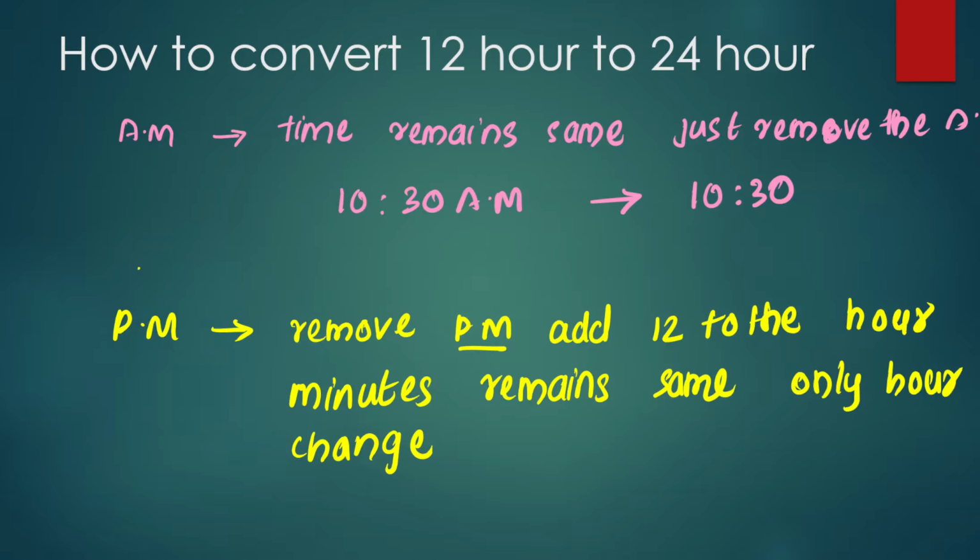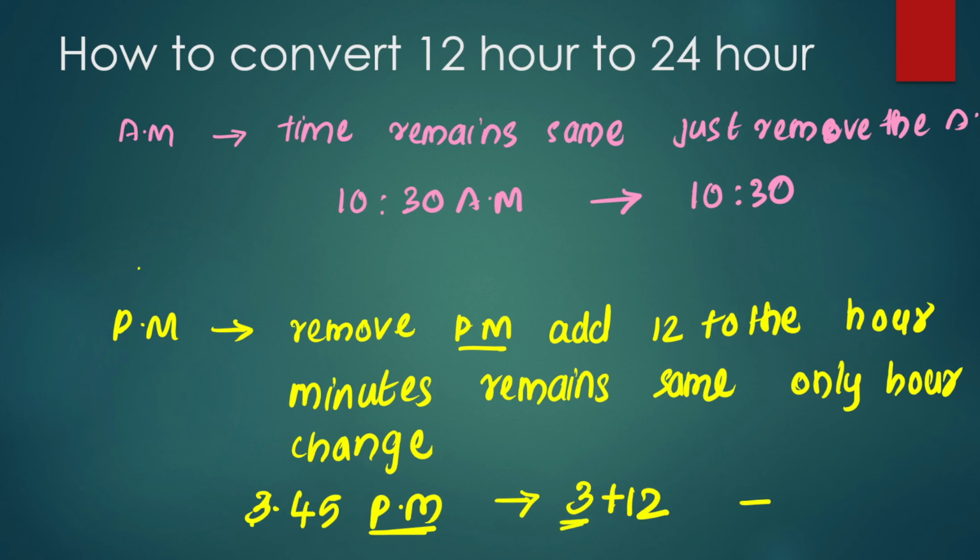For example, 3:45 p.m. You remove PM and add 12 to the hours only. The minutes remain the same. So 3 plus 12. 3 is the hour. You add 12 to the hour, so the time changes into 15:45. You don't need to write the PM. We remove PM and add 12 to the hours only.